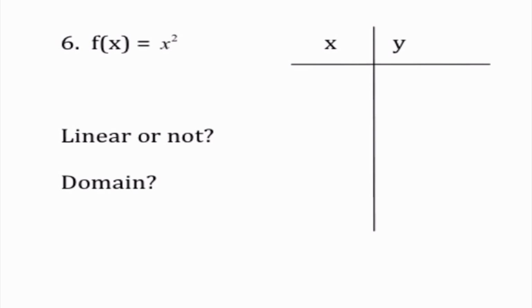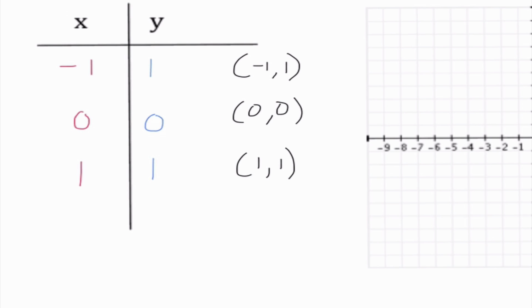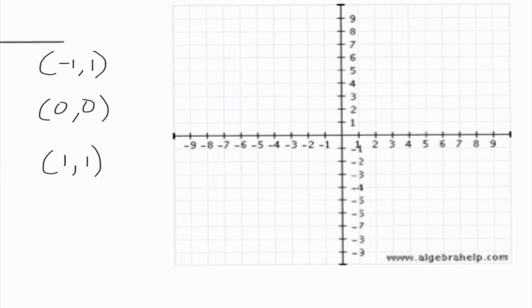Our next function, f of x equals x squared. Once again, I'm going to try the ordered pairs of -1, 0, and 1. So let's test this out. When I substitute in these values, notice I made sure to substitute in with parentheses, and I got -1, 1, 0, 0, 1, 1. So I'm going to look at these 3 ordered pairs and plot those on our graph. So let me bring our graph over. Okay, -1, 1, 0, 0, 1, 1.